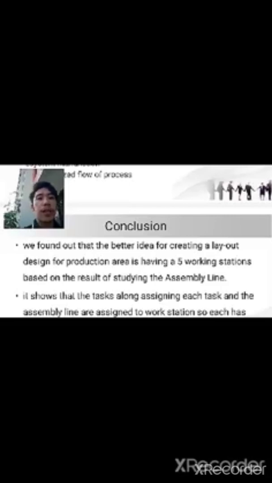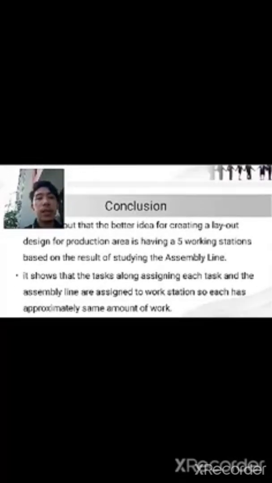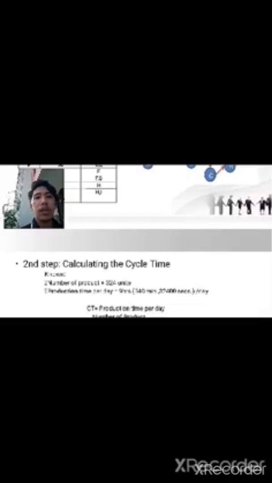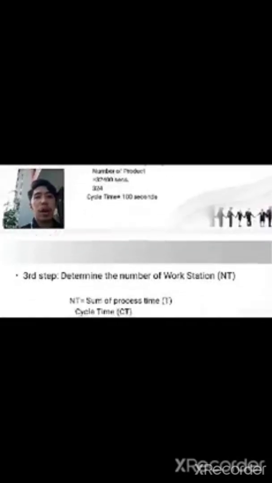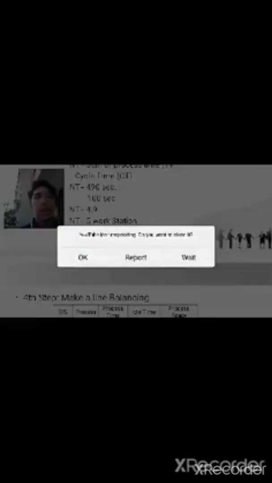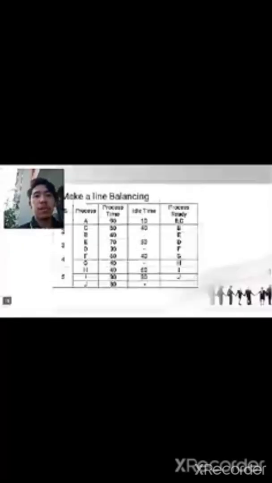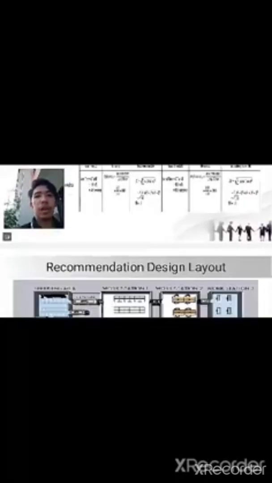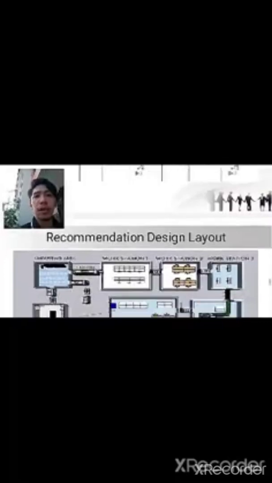I'm going to show you the layout, or proposed recommendation design layout. So here we get one of the company's areas: from the dressing room, the washing room, the shower room, and the dusting area. And this is what it looks like.